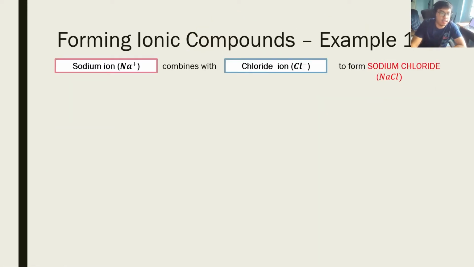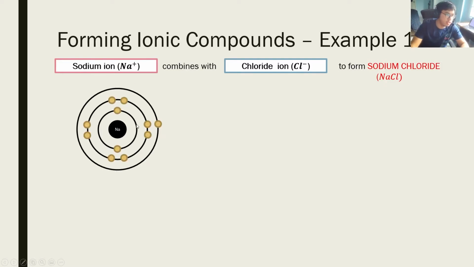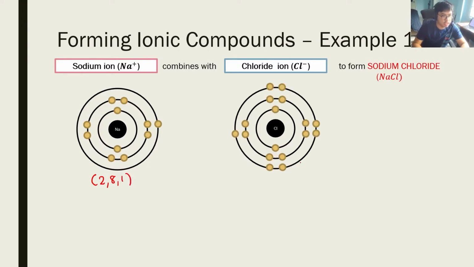How are they formed? Let's look at example 1 here. Sodium ion Na+ combines with chloride ion Cl- to form sodium chloride, NaCl. Here you have the symbols. Here you have a sodium atom, which has an electronic structure of 2,8,1, and a chlorine atom, which has a structure of 2,8,7. One thing to note again: when chlorine becomes an ion, its name changes to chloride. It's the same element, just a change of name.